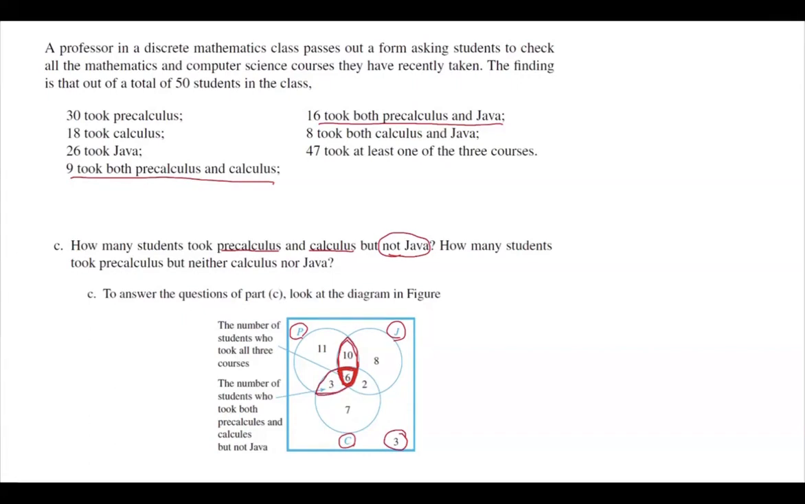And finally, Java and calculus. The number of people who took Java and calculus is 8, but 6 of them are in the center, took 3 classes. We already have them. So you're left with 2 students. So again, 6 is the number of students who took all 3 courses. 3 is the number of students who took both pre-calculus and calculus, but not Java. That's how we can visualize this and do the calculation when it comes to the inclusion-exclusion formula.